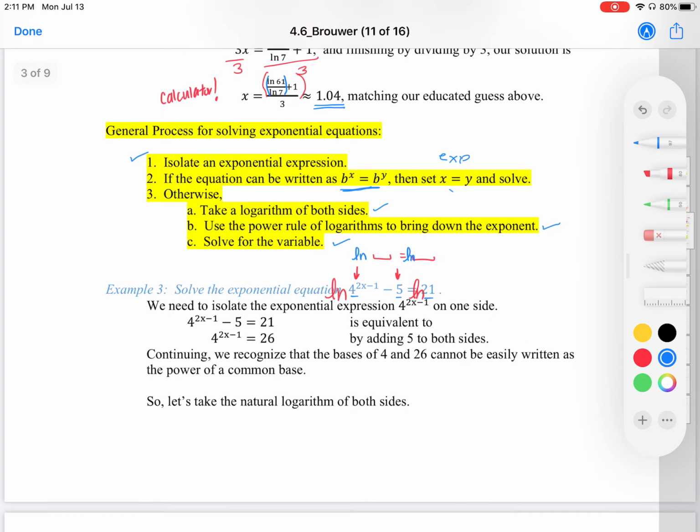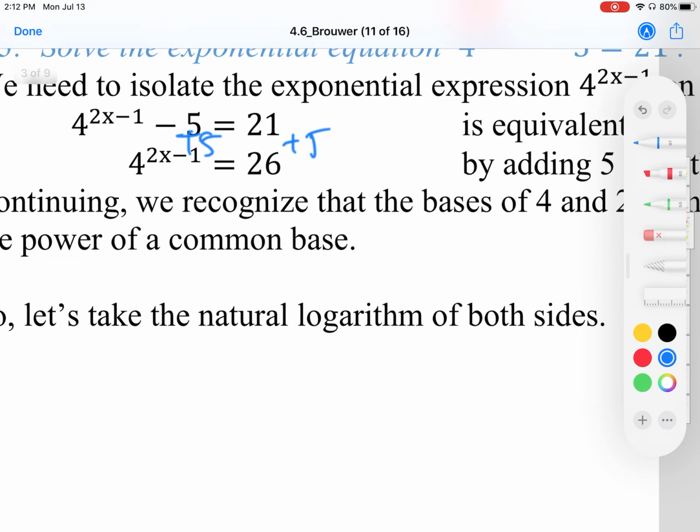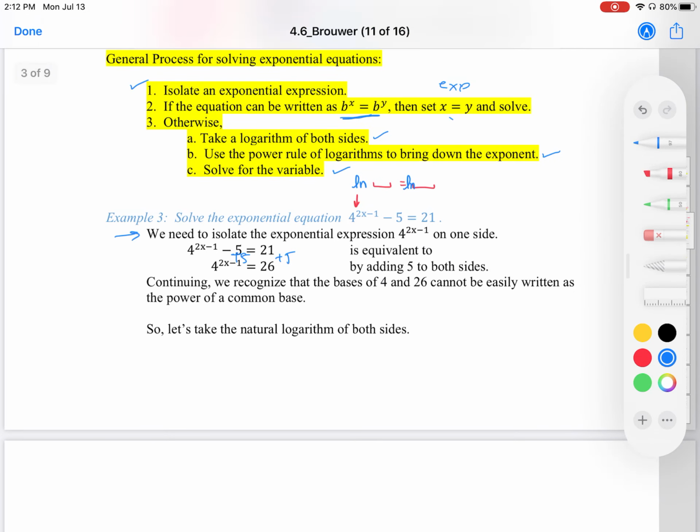All right. Let's look at this more closely. What can we do so that we can take the ln of both sides? We need to isolate the exponential expression 4 raised to 2x minus 1 on one side. We can do so by simply adding 5 to both sides. Plus 5, plus 5. Now we have 4 raised to the 2x minus 1 equals 26. Now I can go ahead and take the log or ln of both sides.